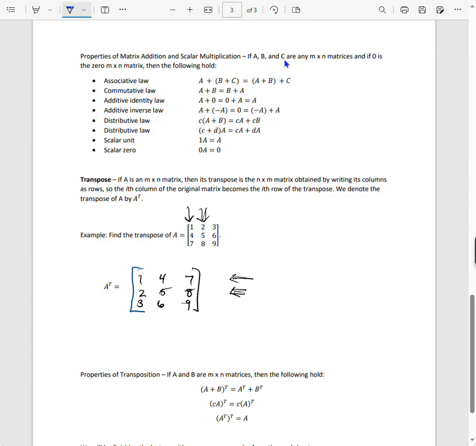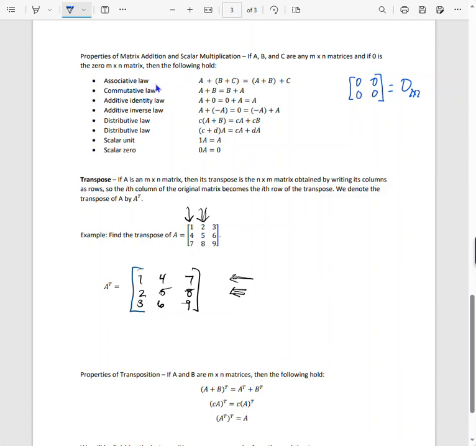If A, B, and C are any m by n matrices, and if 0 is the 0 m by n matrix, I'm going to just write this here. I would call this my 0 2 by 2. It's just a matrix full of zeros that has this dimension. So in this case, in general, m by n, all the entries are 0.